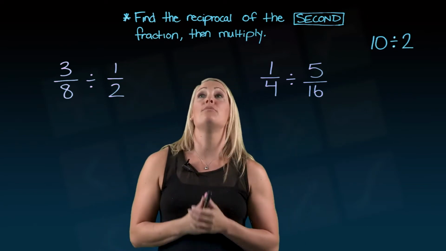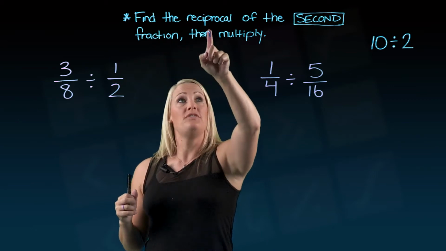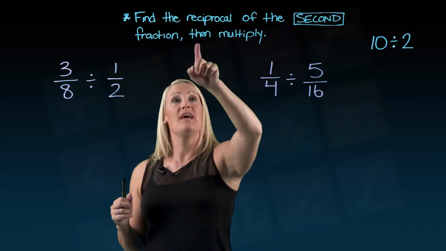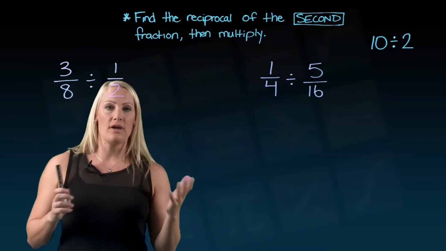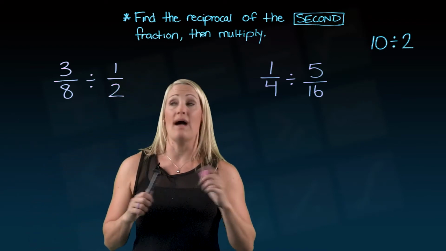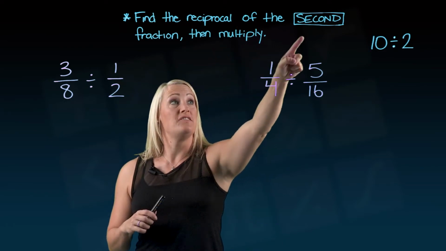And if you see floating above my head here, the method is written out for you. It says find the reciprocal of the second fraction and then multiply. So let's take a look at an example. We've got 3/8 divided by 1/2. And our directions say find the reciprocal of the second fraction.